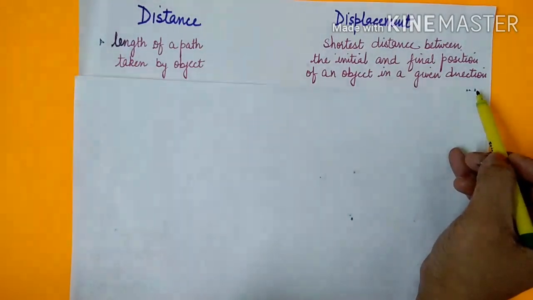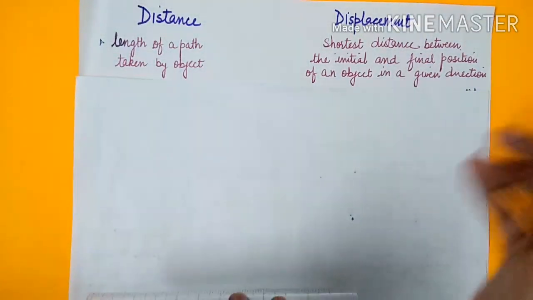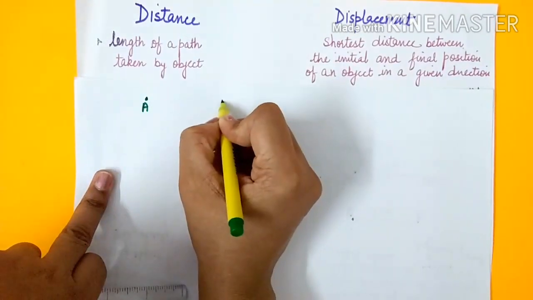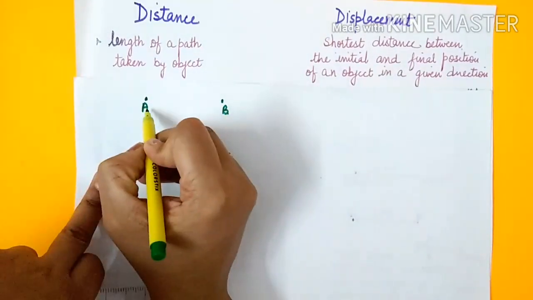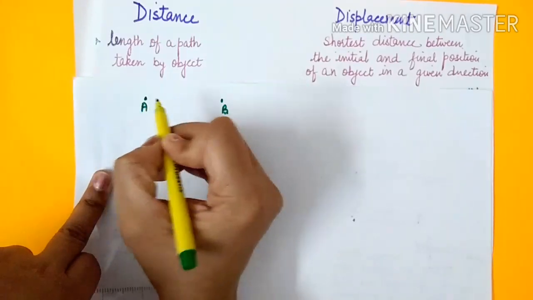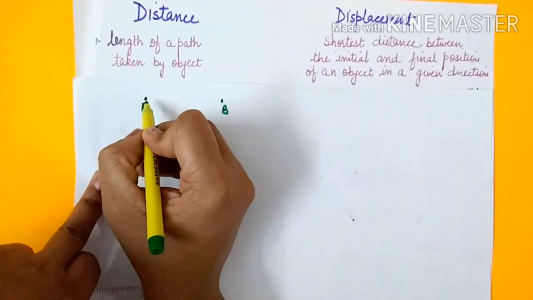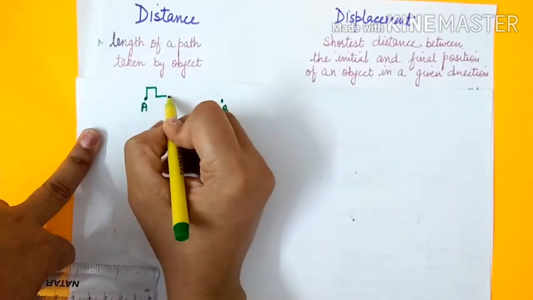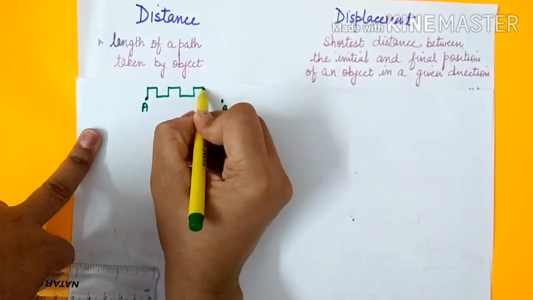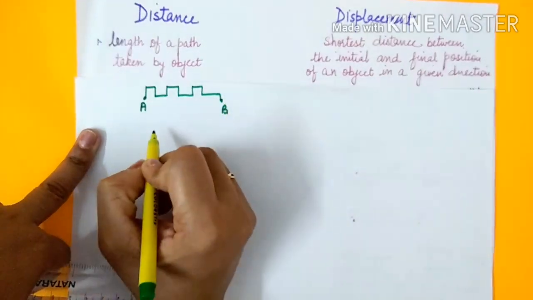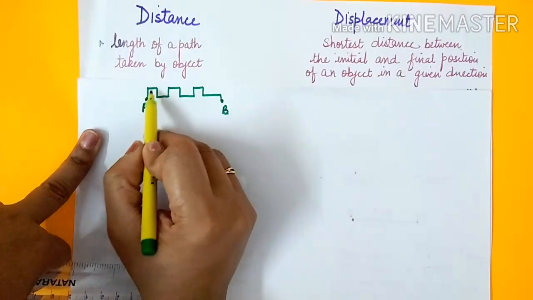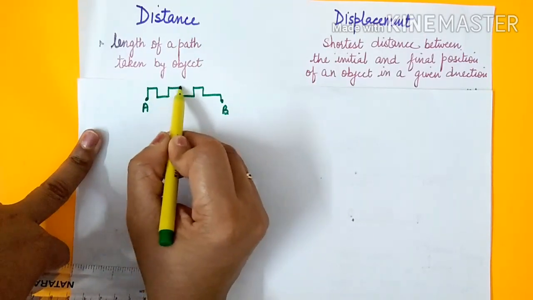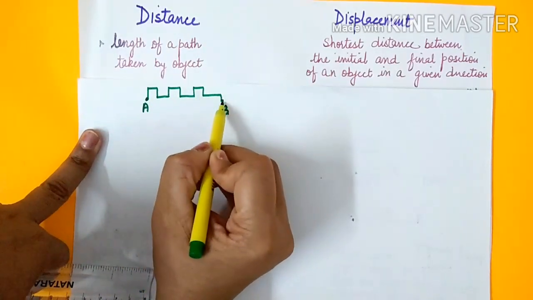So let's understand this point by taking one example. If this is point A and this is point B, and the person wants to reach from A to B, and he adopts this path to reach from A to B. Clear? If you want to calculate the distance, you have to measure the length of the path taken by the object.